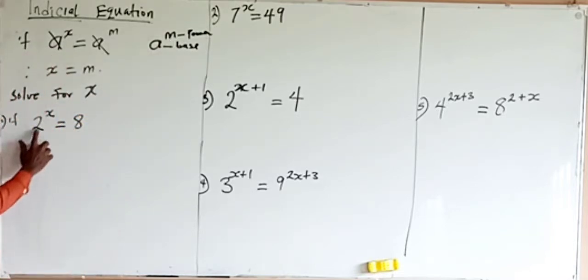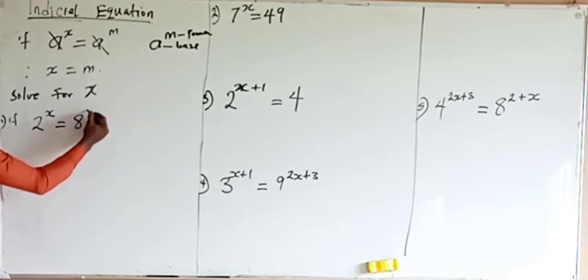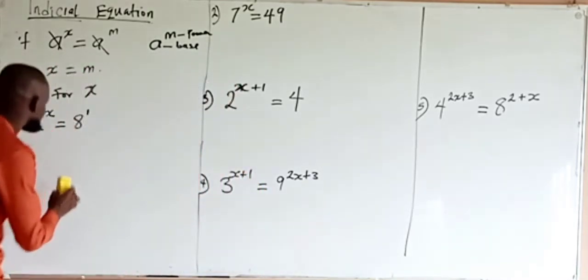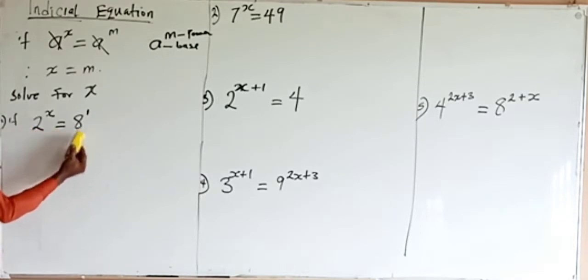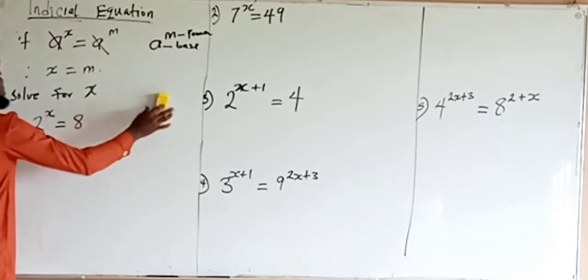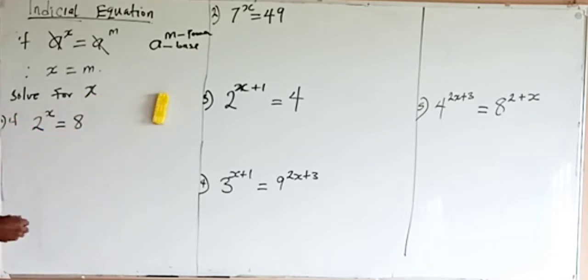So this one is the base, this is the power, this is the base, and the power of this one is 1. If there's no power, you assume the power to be 1. That's how we run mathematics. So you check. This base and this base, are they the same thing? No. This one is 2, but this one is 8. So what are we now going to do? That is where the mathematics comes in.